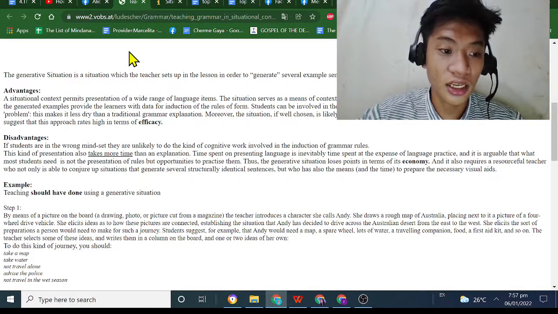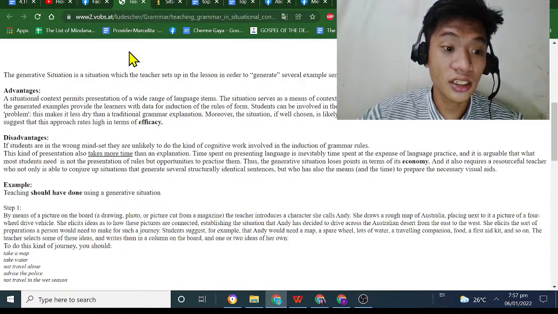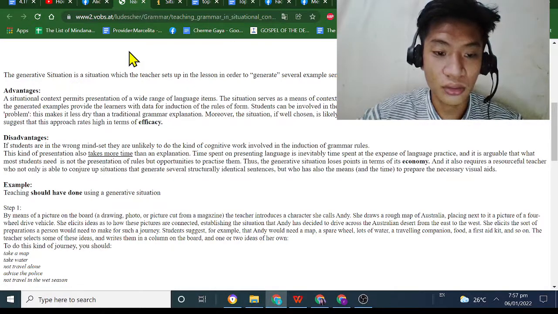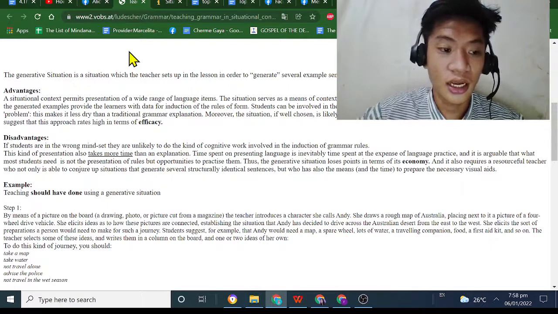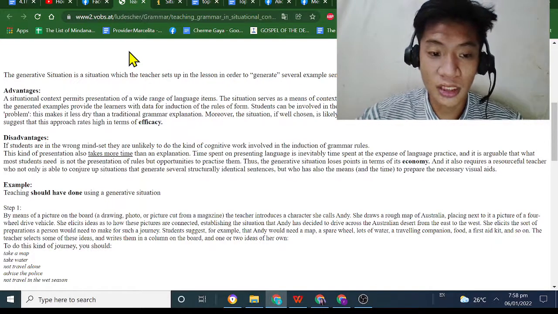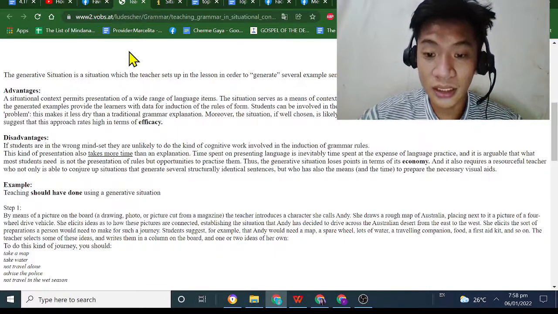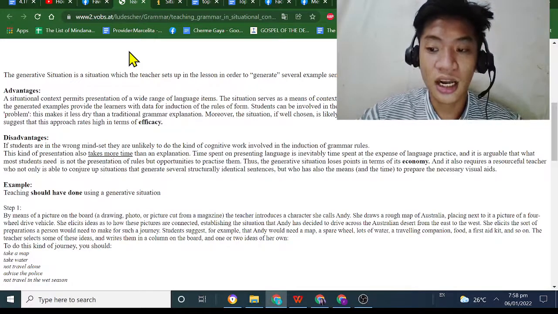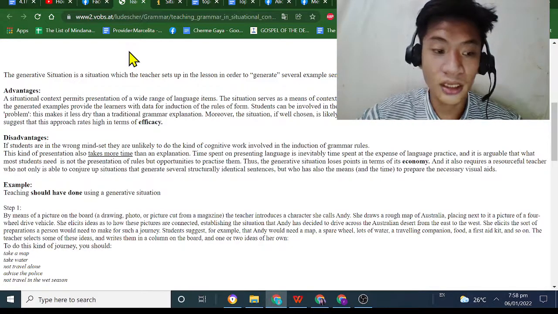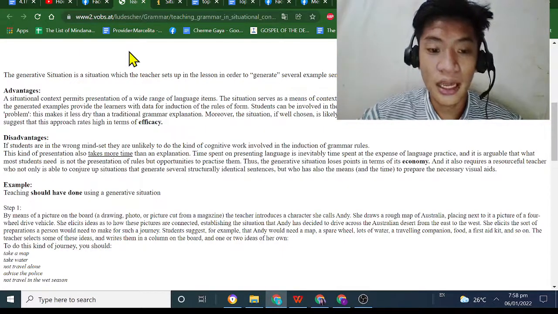Disadvantages of a situational context: if students are in the wrong mindset, they are unlikely to do the kind of cognitive work involved in the induction of grammar rules. This kind of presentation also takes more time than explanation. Time spent presenting language is inevitably time spent at the expense of language practice, and it is arguable that what most of the students need is not the presentation of rules but opportunity to practice them.